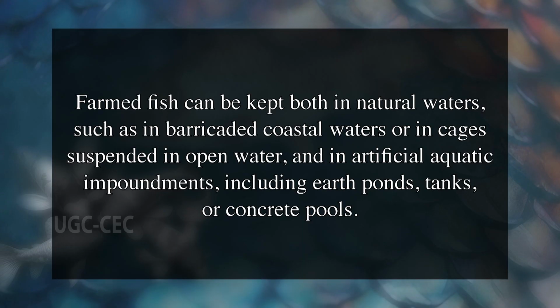Methods have also been developed for artificial breeding of saltwater fish, and it now appears possible not only to rear sea animals but also to have the complete life cycle under hatchery control. Farm fish can be kept both in natural waters, such as in barricaded coastal waters or in cages that are suspended in open water, and in artificial aquatic impoundments, including earth ponds, tanks or concrete pools. In these enclosures, the animals can be supplied with adequate food and protected from many natural predators.